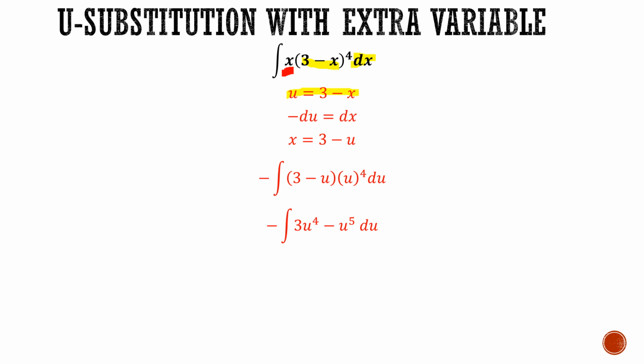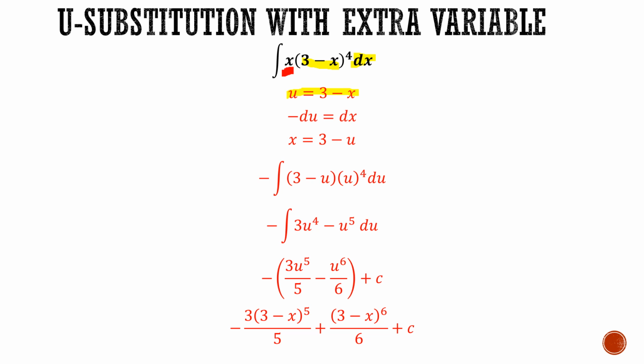And then I'm going to use my power rule to integrate this. So I'm going to have negative, 3u to the 5th over 5 minus u to the 6th over 6, plus c. And then I'm going to plug my x in for what my u was. So I'm going to have negative 3 times (3 minus x) to the 5th over 5 plus (3 minus x) to the 6th over 6 plus c, noticing that I did distribute this negative to both terms.